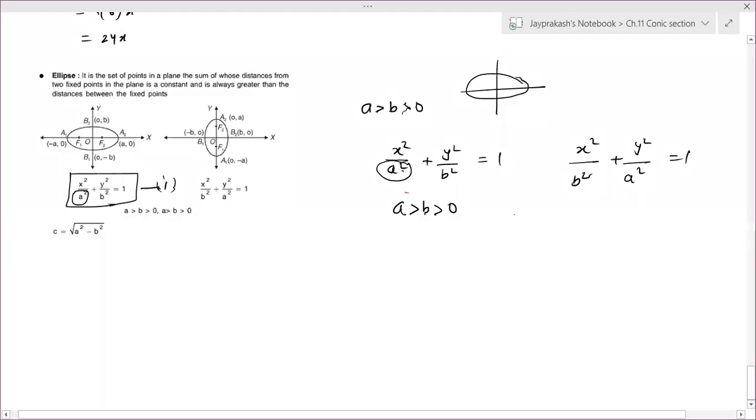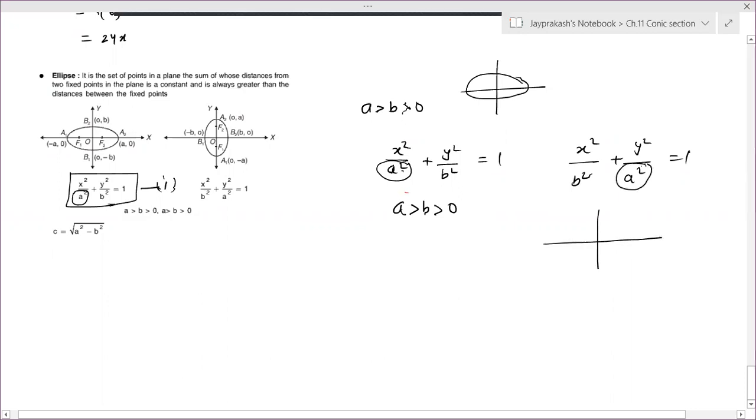And now if we talk about the second equation, that is x square by b square plus y square by a square is equals to 1. Now in this case, the larger number is in the denominator of y. So that means the ellipse is expanded along the y-axis.